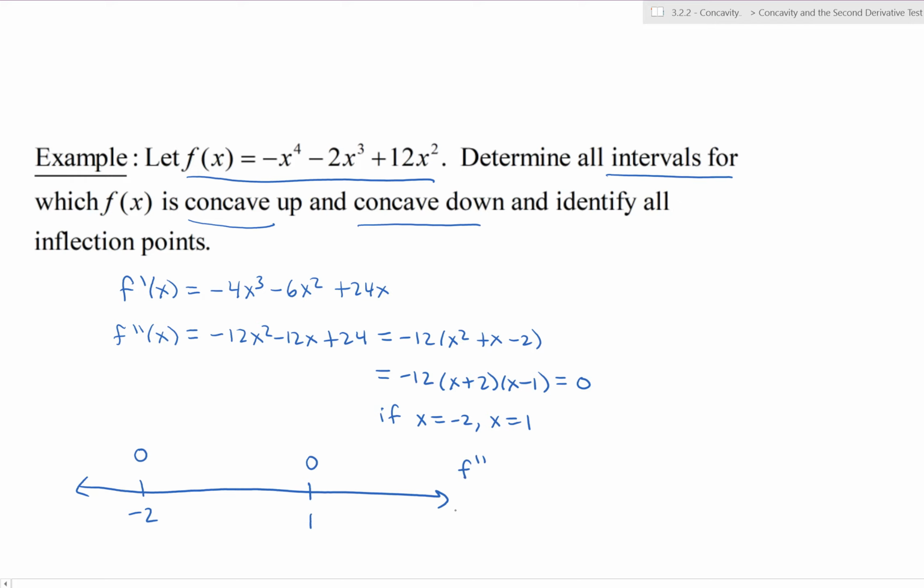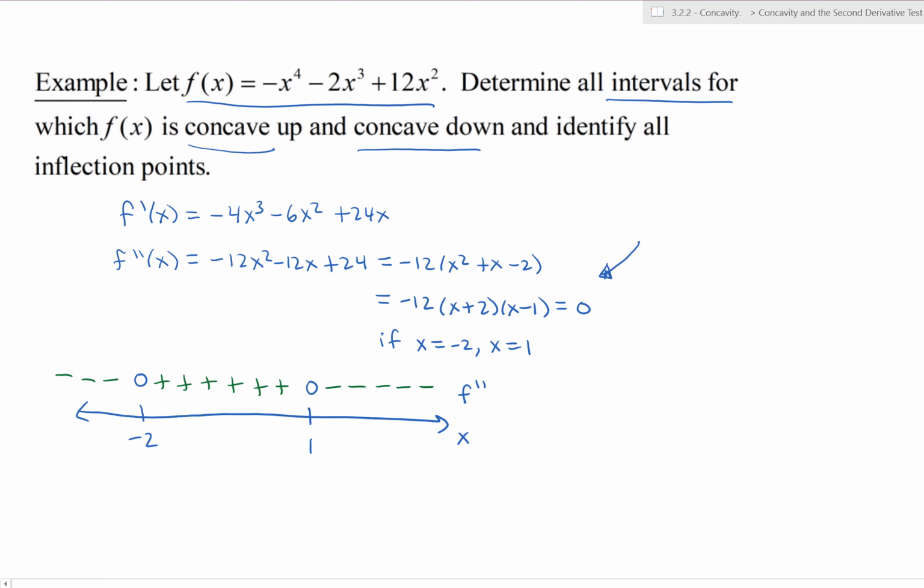Let's draw in some sign charts here. These are the values of f double prime, and these are x's down here. And we got our f double prime right above. Let's use that form of f double prime. If I plug in, say, a gigantically negative number, then we have a negative times a negative times a negative, negative to the left of negative 2. At 0, the second derivative is positive, so positive between negative 2 and 1. And at a gigantically large positive number, negative times positive, it's negative.